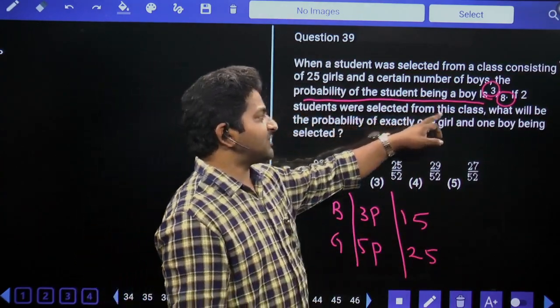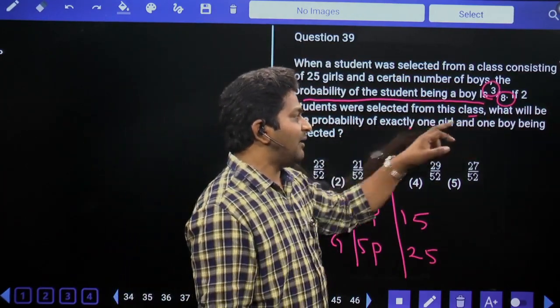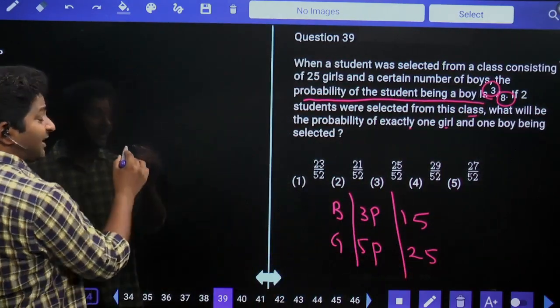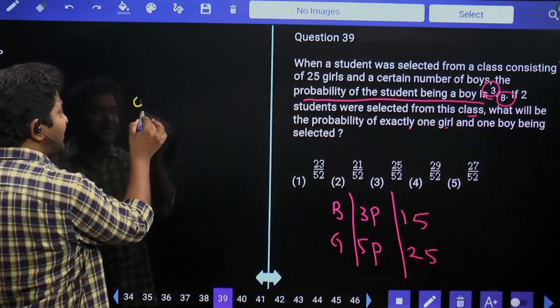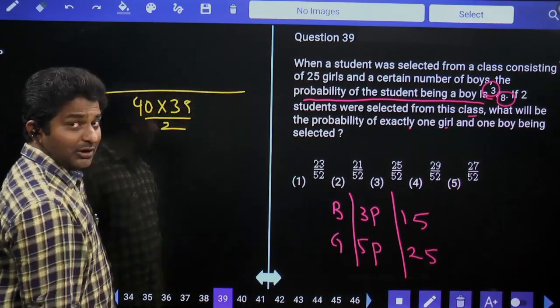If 2 students were selected from this class, what will be the probability of exactly 1 girl and 1 boy being selected? So out of 40 total, we need to select two members. That can be done in 40C2 ways. That is equal to 40 into 39 divided by 2. And these are total outcomes.